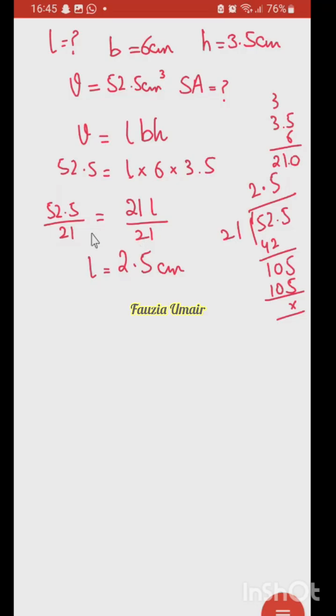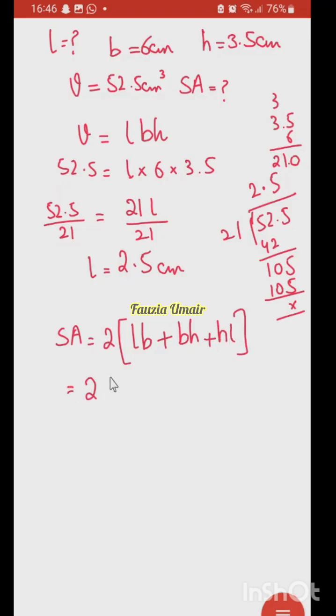Beta, any confusion in the calculation? No, ma'am. All right. So now we know L also. B and H we already know. So now we will apply the formula of surface area. What is the formula, Avrish? 2 multiplied with? Ma'am, LB plus BH and then HL. Very good. So this is the formula. So you can say 2 multiplied with L multiplied by B. So L is 2.5, B is 6. So you need to put the plus. B is 6, H is 3.5. So plus, lastly it is 3.5 multiplied by 2.5.